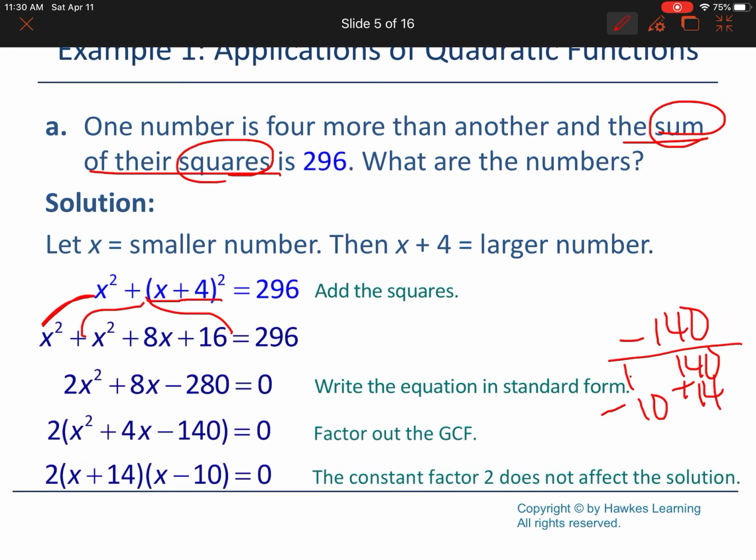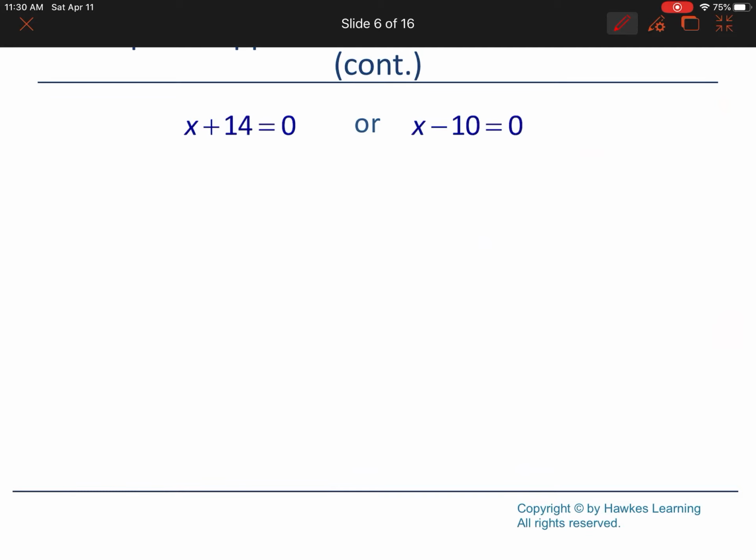So, as the note says, the constant is not going to affect the answer because it can't be 0. It's a 2, right? It's not 0. There's no variable in it, so I can't solve for 0. So the 2 doesn't affect the answer at all. We just have x plus 14 and x minus 10.